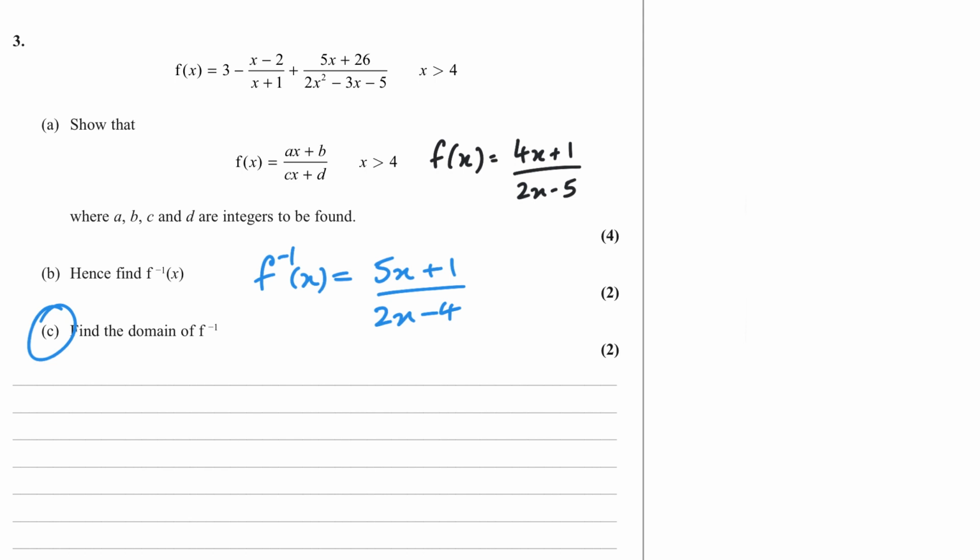Now part C, finding the domain. Well, we know one potential value that cannot exist. So if I look at the bottom here, first thing I want to think about is that actually 2x minus 4 cannot equal 0. That's my plan. So when it equals 0, if I divide by 2, I can now categorically say that x should not equal 2.